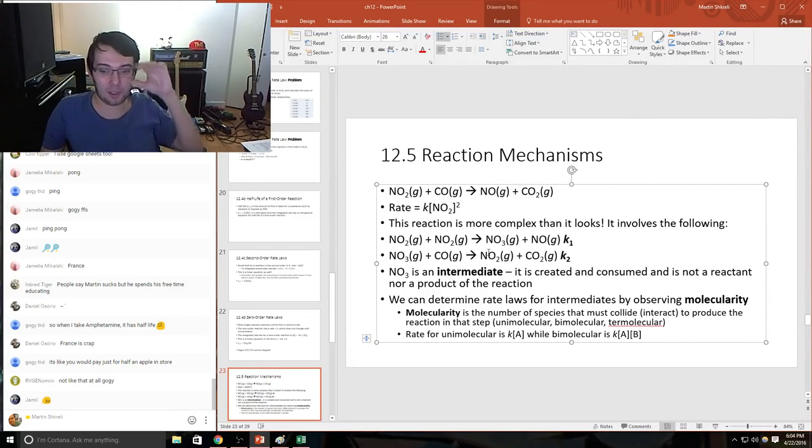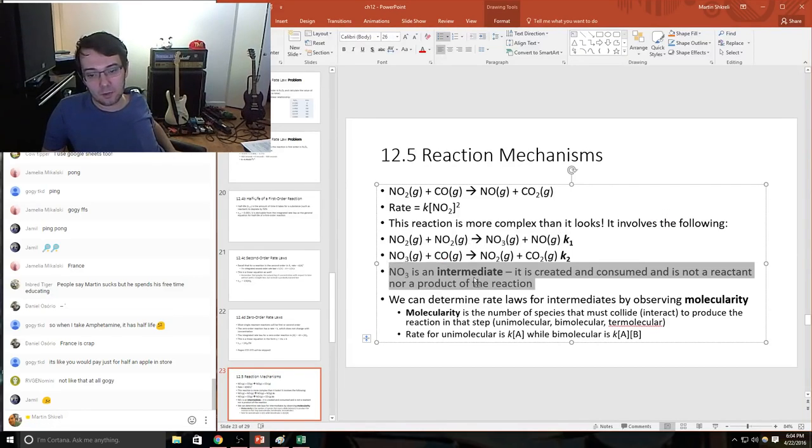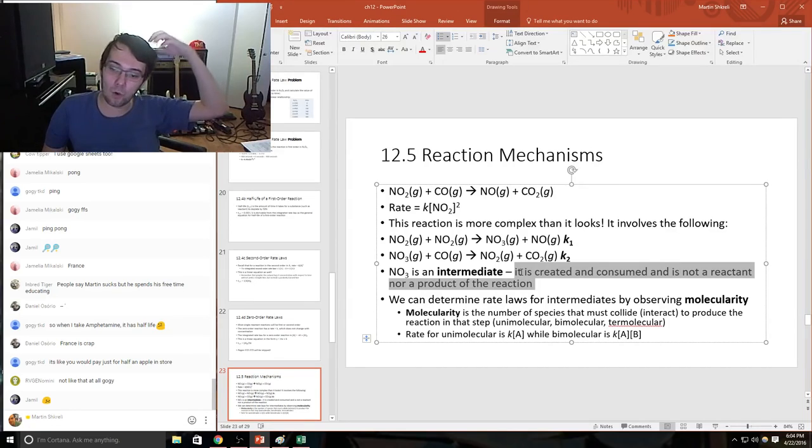Turns out it's a lot more complicated than that, where it actually forms this nitrogen trioxide species. And this is an intermediate, which is an important word to learn. This is created and consumed, but it is not a reactant or a product of the reaction.